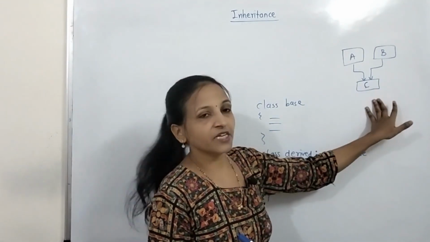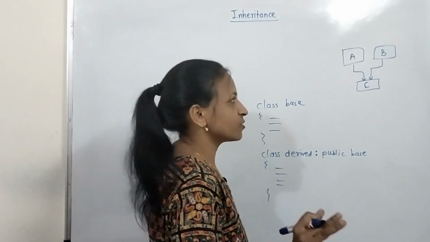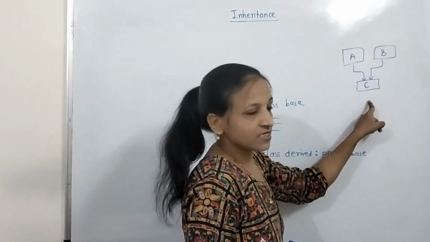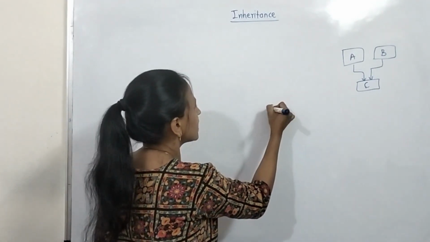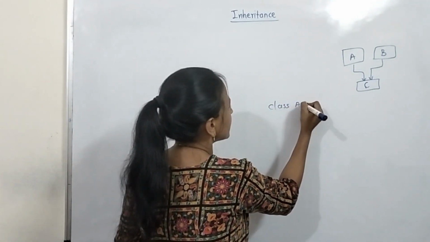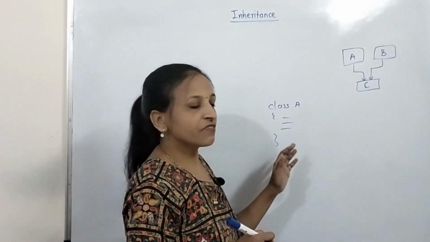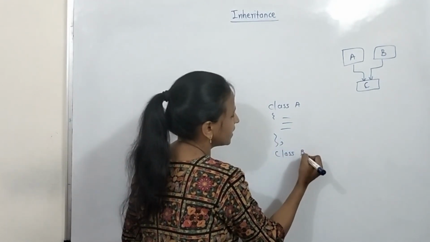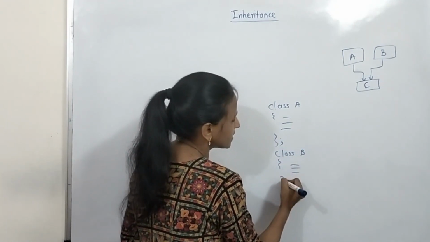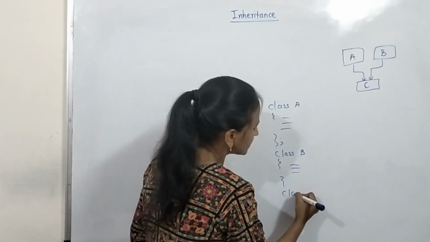Now in case of multiple inheritance, which syntax we have to follow, that I am going to explain first. To achieve this, what should be written here? Let us see. We write class A first, with whatever data members and member functions we want, then give a semicolon, then create class B, again writing data members and member functions, and then class C.